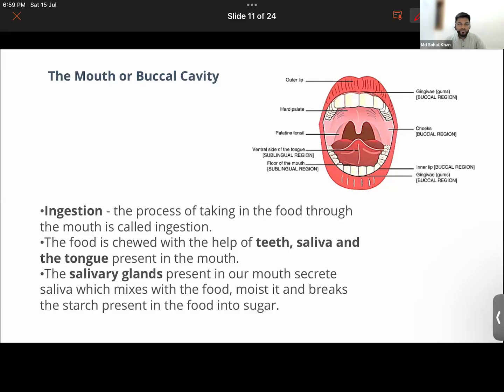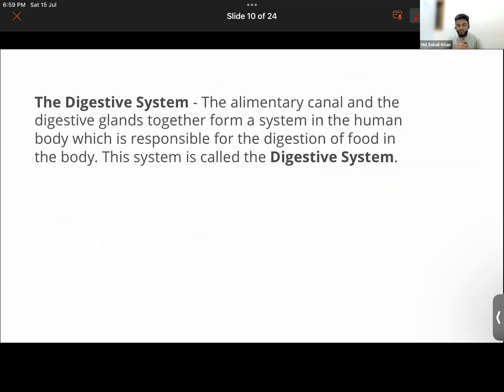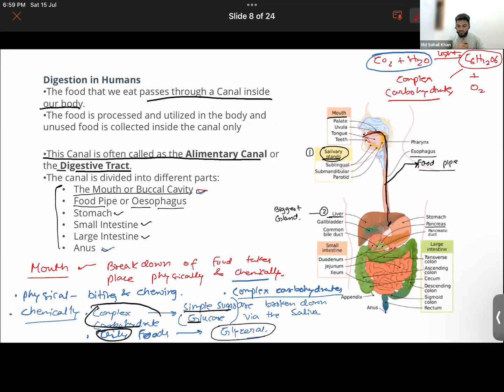And Vaiga? Sir, can you repeat the question? I couldn't hear the question properly. The oily food which we consume, saliva acts upon them and converts them into what? Like glucose or glycerol. Yes, remember, I told you guys the oily food converts into glycerol. All right, guys. Okay, no issue.